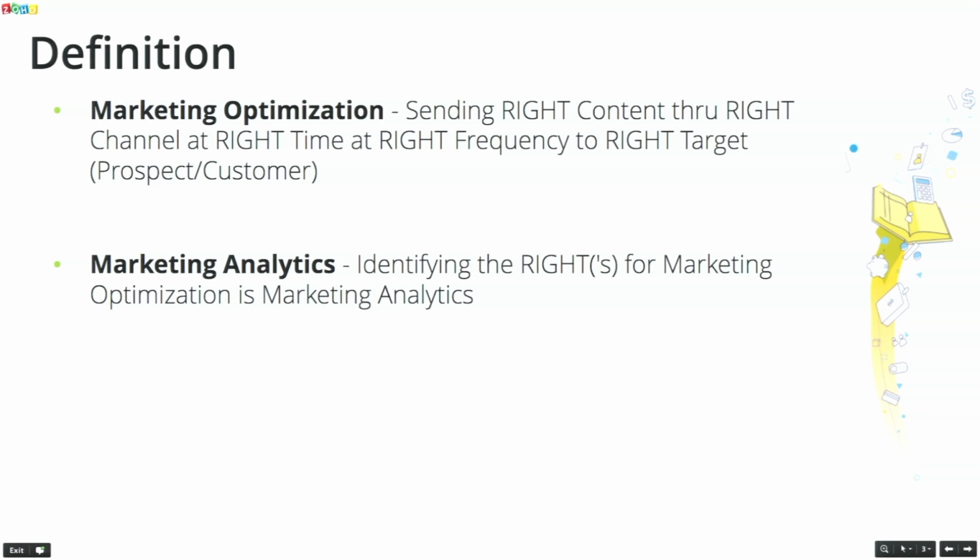Marketing optimization is all about sending the right content through the right channel, be it your email campaigns, your AdWords, your tweets, your Facebook posts, at the right time, at the right frequency, to the right target. A target here could be a prospect, or it could be a customer you already have.